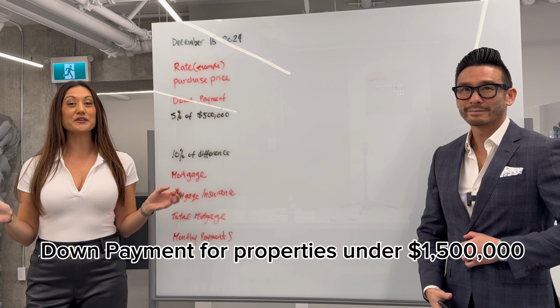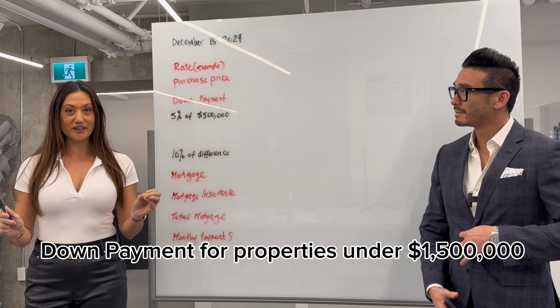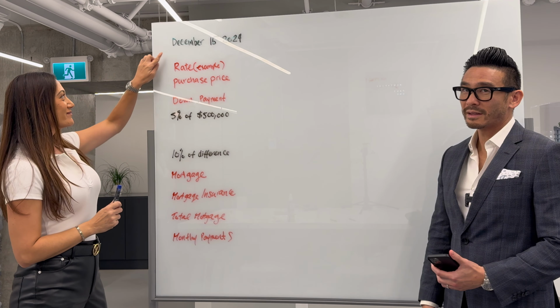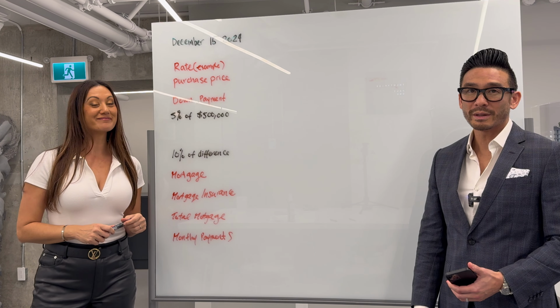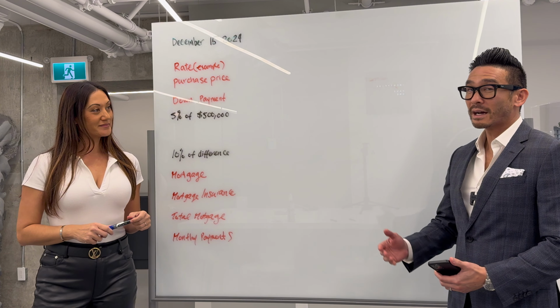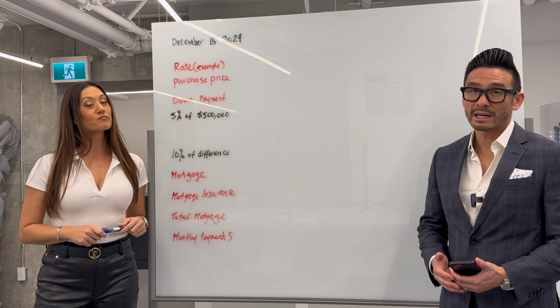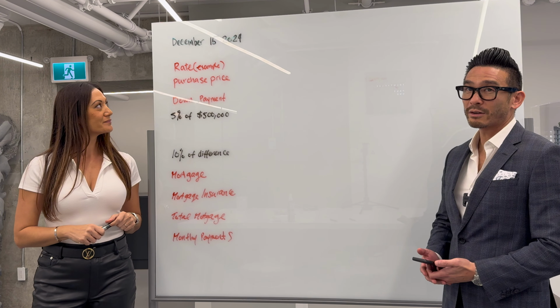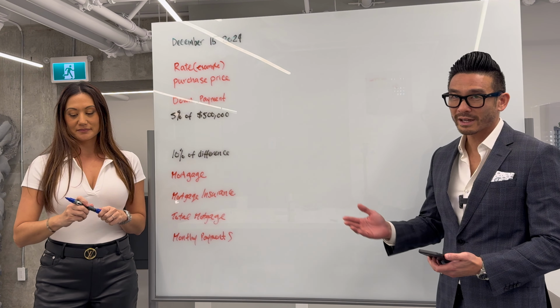Down payment. So we are going to break down some down payments here, and I'm with Sherlock. Yeah, thanks, Erin. As of December the 15th, the federal government made some changes to the minimum down payment. Anything under $1.5 million as a purchase price, you can have less than 20%. So we're going to do that calculation for you because it can get a little bit complicated.